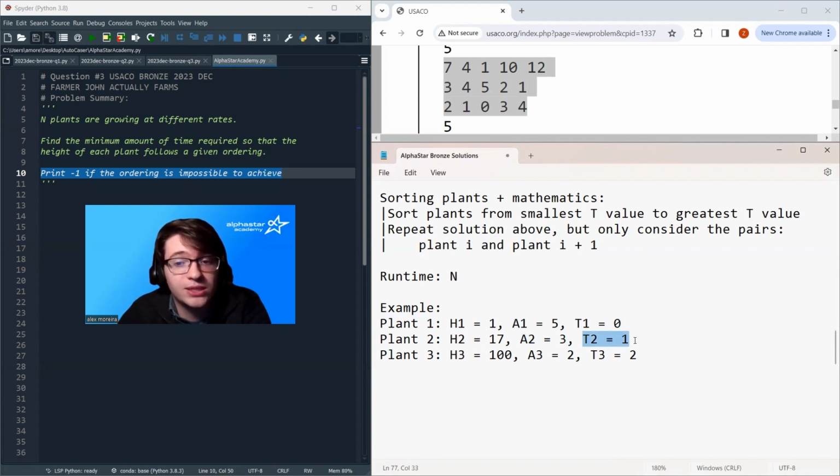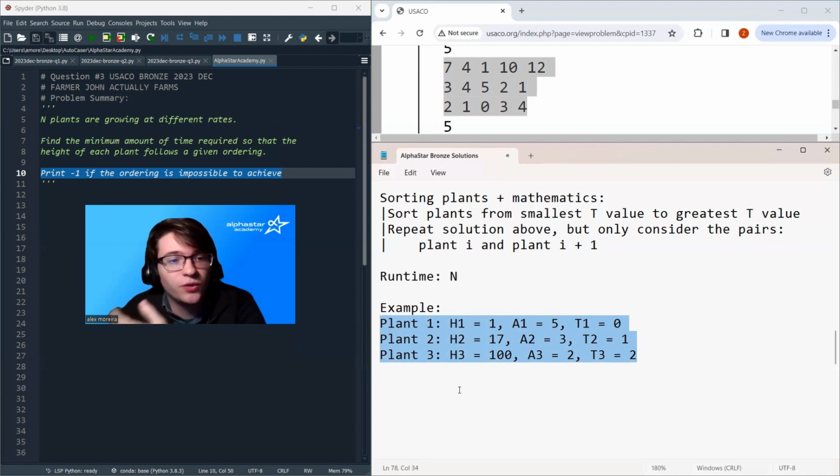This means it needs to become the second plant, or the second tallest plant, and plant 3 has a growth rate of 2, but its height is 100, right? So it starts out much, much taller than plants 1 and 2, but it grows slower. And eventually it needs to become the shortest plant. So maybe intuitively you can see that this test case is going to work, but the question is what's the minimum amount of time we need in order to make it work, right?